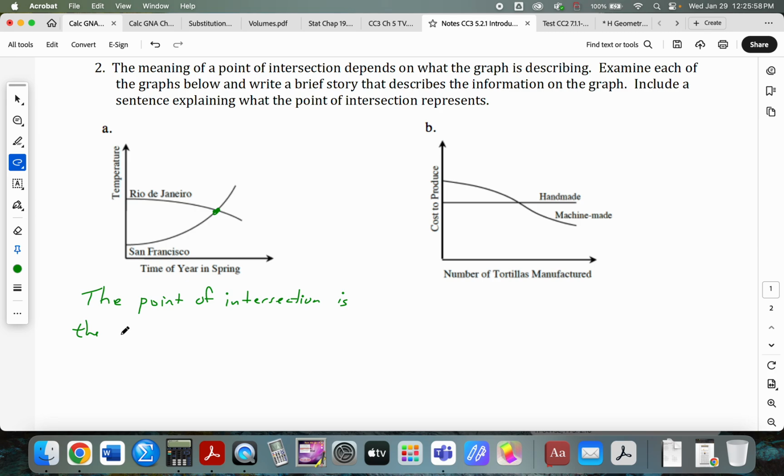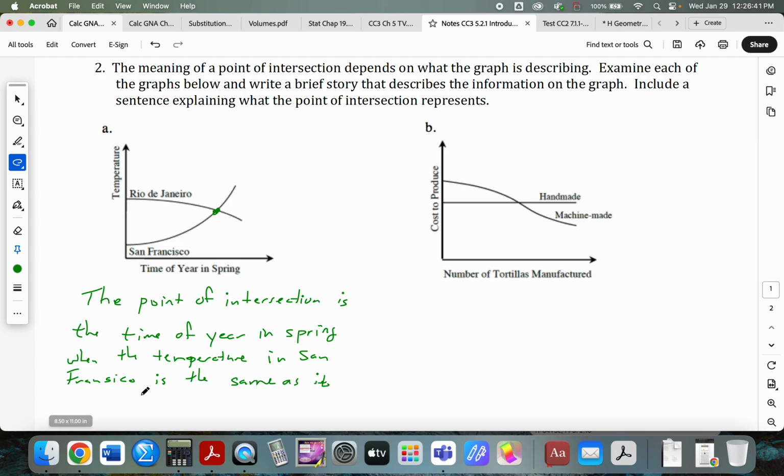So the point of intersection will always start that way. Is the time of the year in spring when the temperature in San Francisco is the same as it is in Rio.